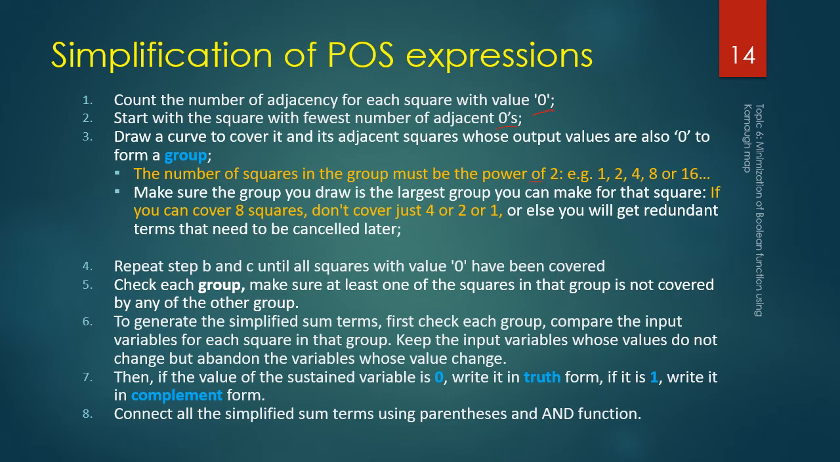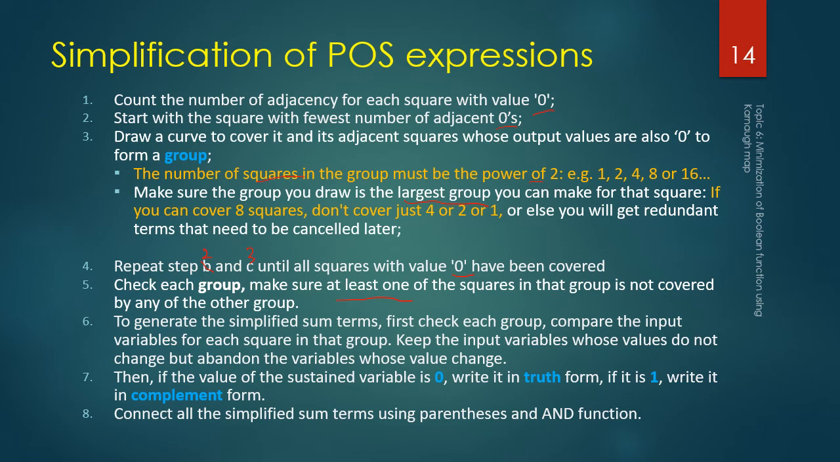So the number of squares should be a power of 2, and make the largest group you can. Then repeat steps 2 and 3 until all the squares with value 0 have been covered. Then you also need to check your groups. Make sure in each group at least one of the squares is not covered by any other group.